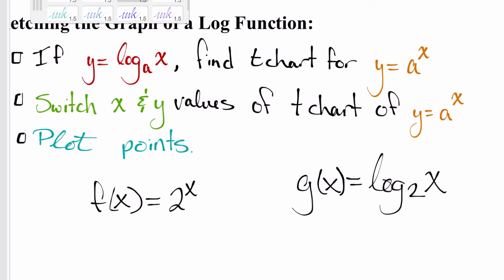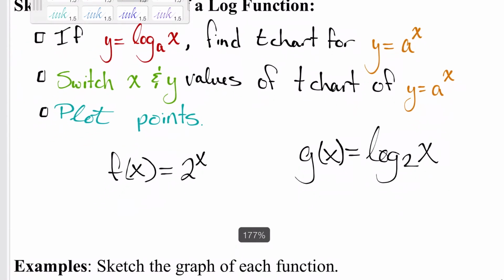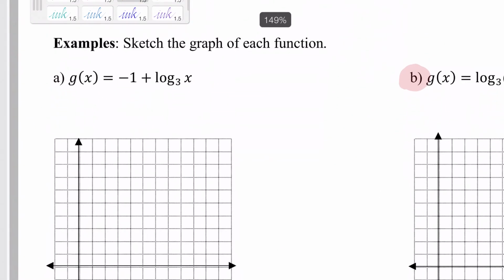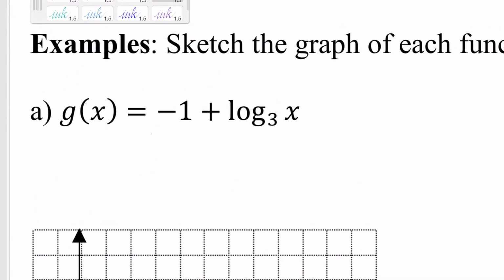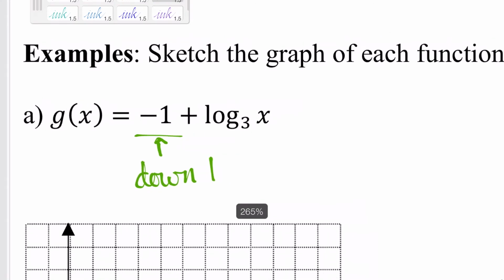I'm going to go over this next bit with my students, so I'm going to skip down. So here it looks like we're going to have a little bit of shifting because I have a -1 here and it's not inside of the log. With my x value, that means it's affecting my y. So this is going to cause my function to move down one space. It's the same as if I subtracted 1 from all my y values.